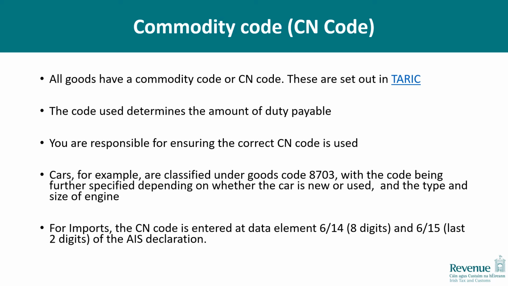For imports, the CN code is entered at data element 6/14 for the first 8 digits and 6/15 for the last 2 digits of the AIS declaration. These fields are mandatory.